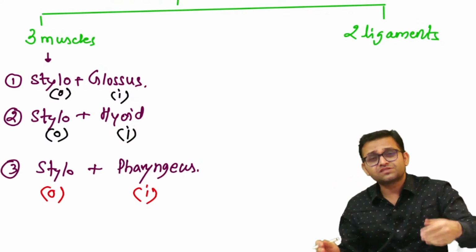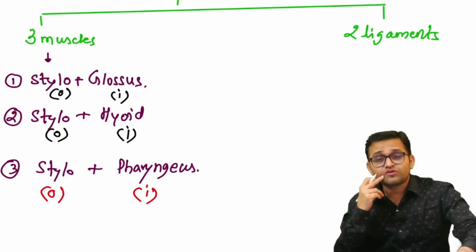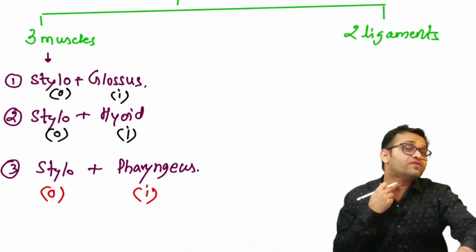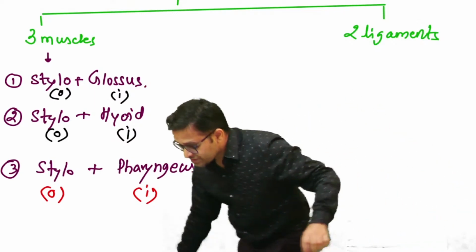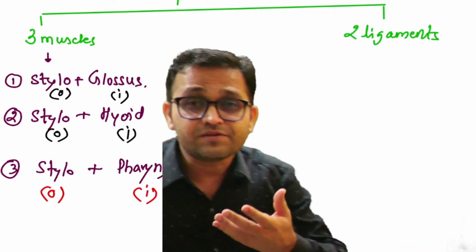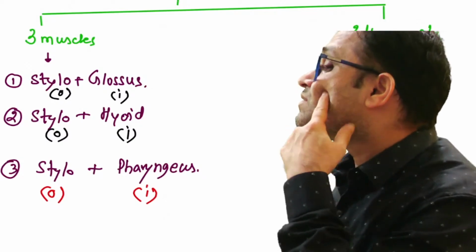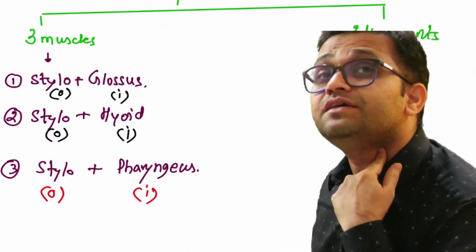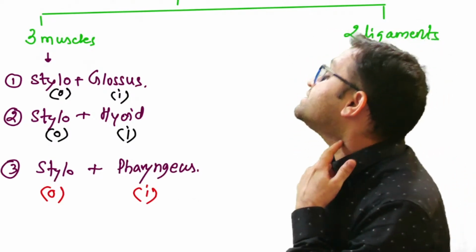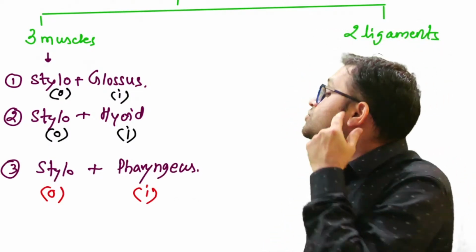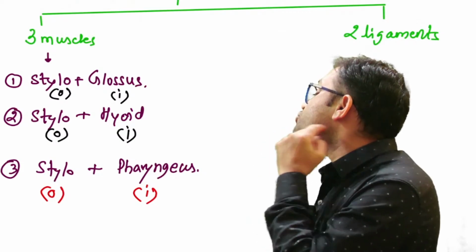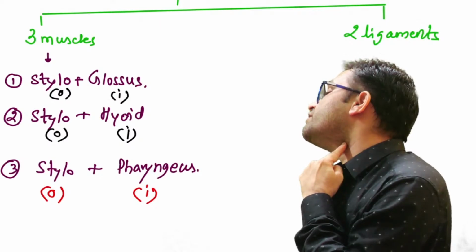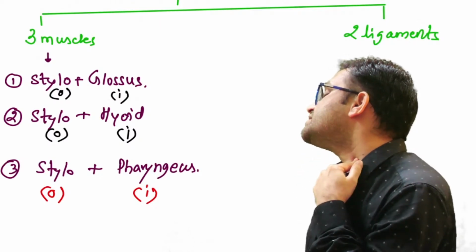Three muscles: styloid process to the tongue, styloglossus; styloid process to the hyoid, stylohyoid; styloid process to the pharynx, stylopharyngeus. Can you remember? Just do imagination. Tongue, hyoid, and here in our neck part there is the pharynx. Agree, everyone? So styloid process to the tongue, do with me. Styloglossus, styloid process to the hyoid, stylohyoid, styloid process to the pharynx, stylopharyngeus.